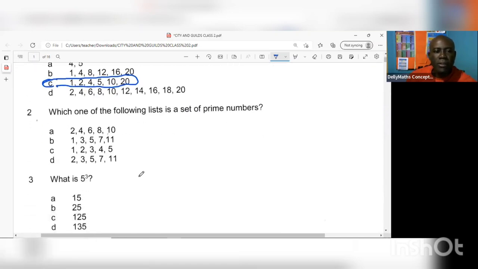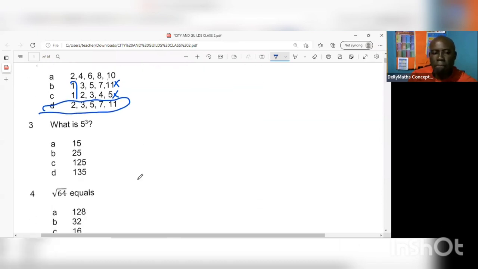Next question: which of the following lists is a set of prime numbers? Prime numbers have two factors. That's the condition. So definitely these are out, because the number 1 is not a prime. So we're talking about D: 2, 3, 5, 7, 11. Those are prime. We have 5 raised to the third, which is equivalent to 5 times 5 times 5, which is 125, and the answer is C.